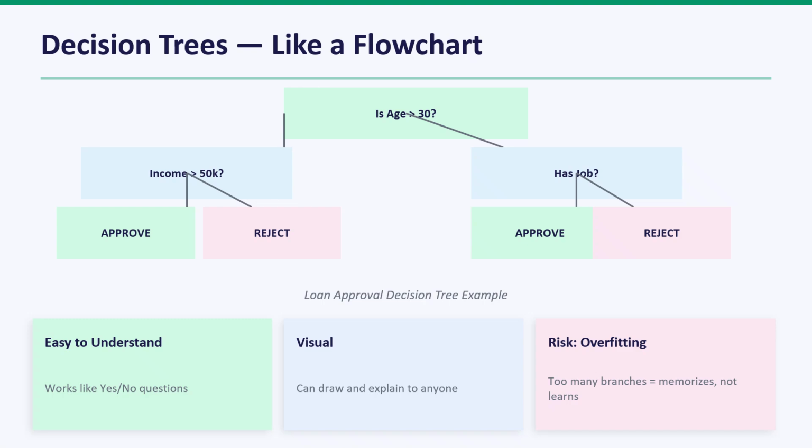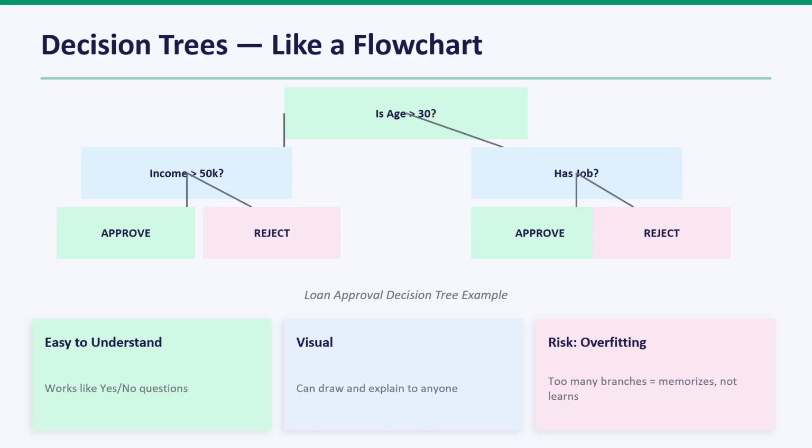Decision trees are arguably the most intuitive ML algorithm because they think exactly like humans do. Let's use the loan approval example. The model asks, is the applicant older than 30? If yes, it then asks, do they have a job? If yes, approve the loan. If no, reject it. If they are younger than 30, it asks, is their income above 50,000, and branches accordingly.